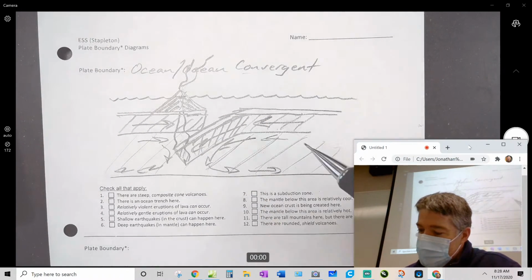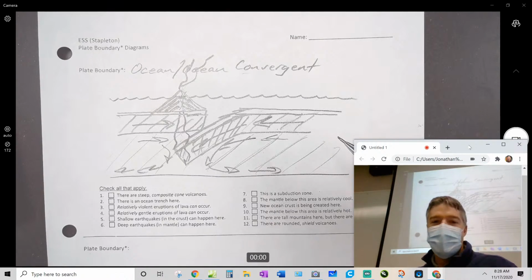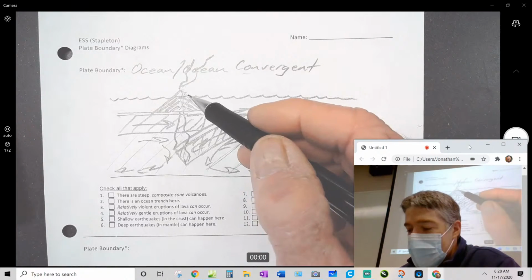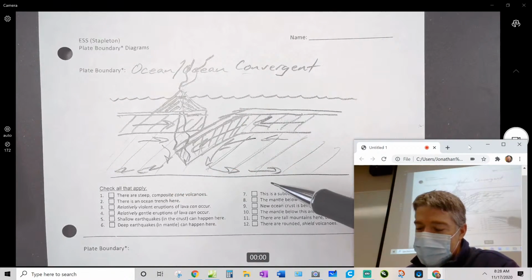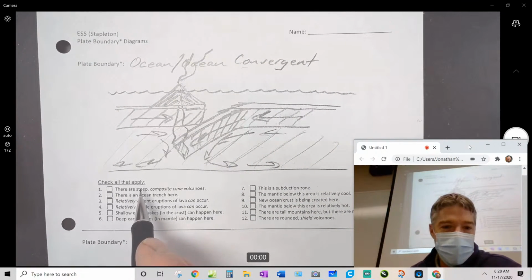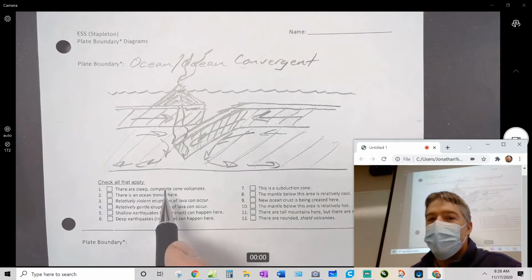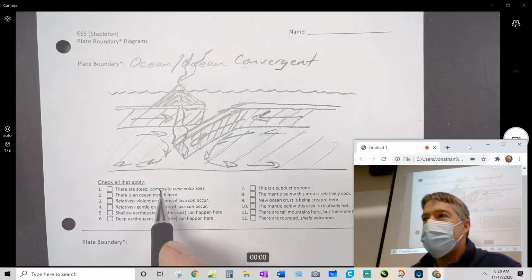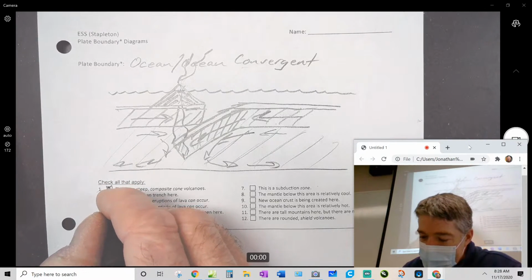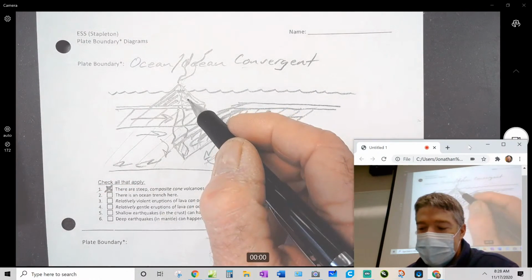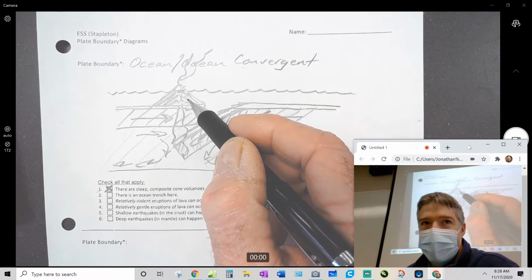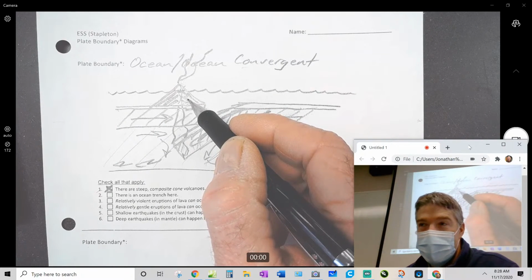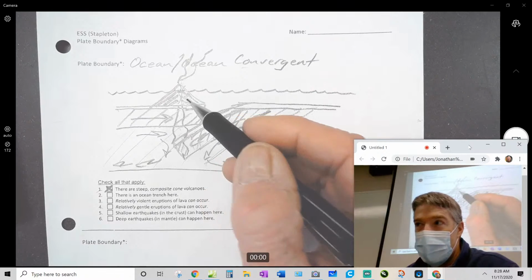All right. I think we've got everything. I just want to talk about, I guess maybe we should go through the checklist. Let's do that. Number one, there are steep composite cone volcanoes. Is this true? Yes. And the reason this can be steep is because it's got what kind of magma in it? Or what kind of lava? Mafic or felsic? Which one makes it steep?